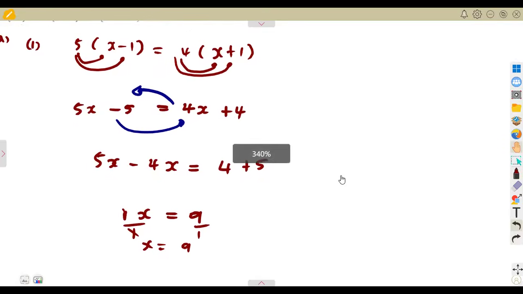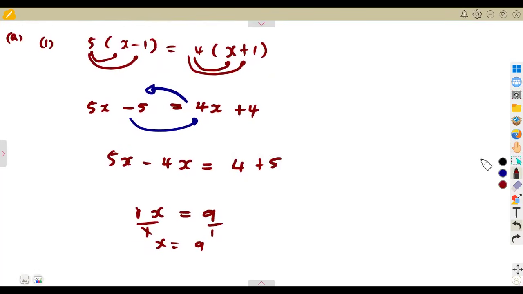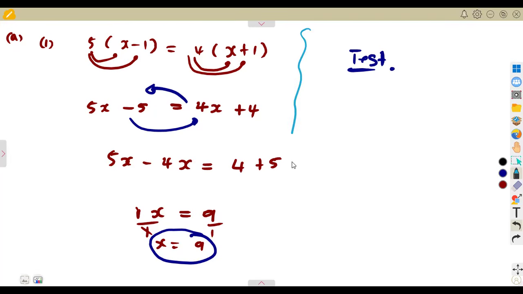But they need us to test these solutions that we are given, or to check these solutions. When x is equal to 9, does it satisfy the condition that the left-hand side will be equal to the right-hand side? So let's consider that. We have solved this. Our x is 9. So on the left-hand side, this is 5 into x, which is 9, minus 1. This is equal to 4 into x plus 1, so it's going to be 9 plus 1.